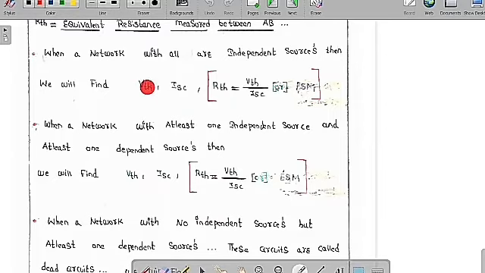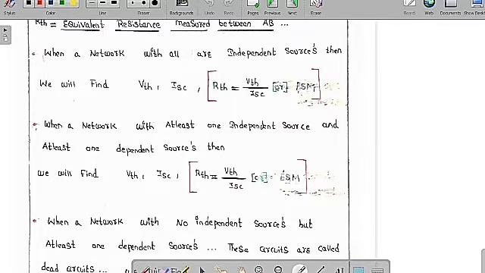VTH means just take the voltmeter across the terminals A and B and you can find the value of VTH. If you want the short circuit current, just short circuit the terminals A and B and find the value of the current flowing through terminals A and B. That is called the short circuit current. But if you want the Thevenin resistance, just divide the Thevenin voltage by the Norton current, which is VTH by ISC. Or you can go by the external source method also.